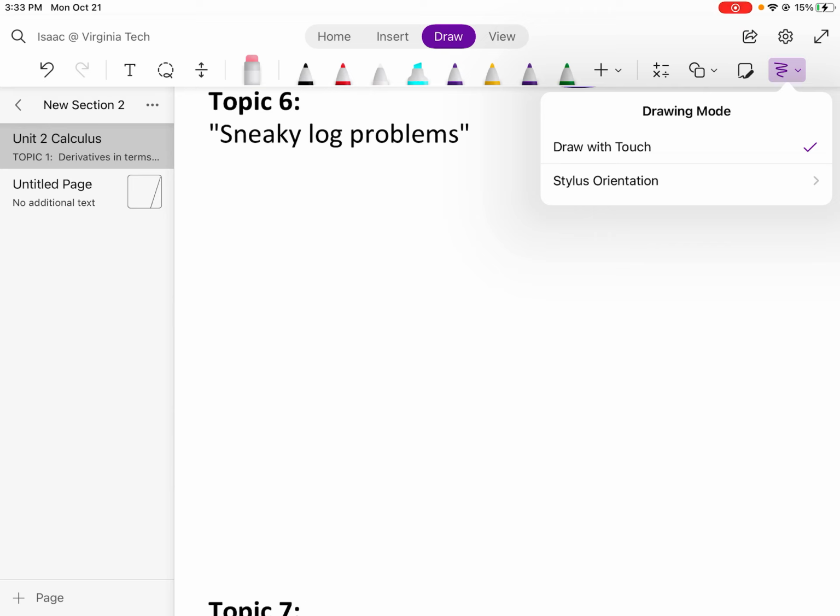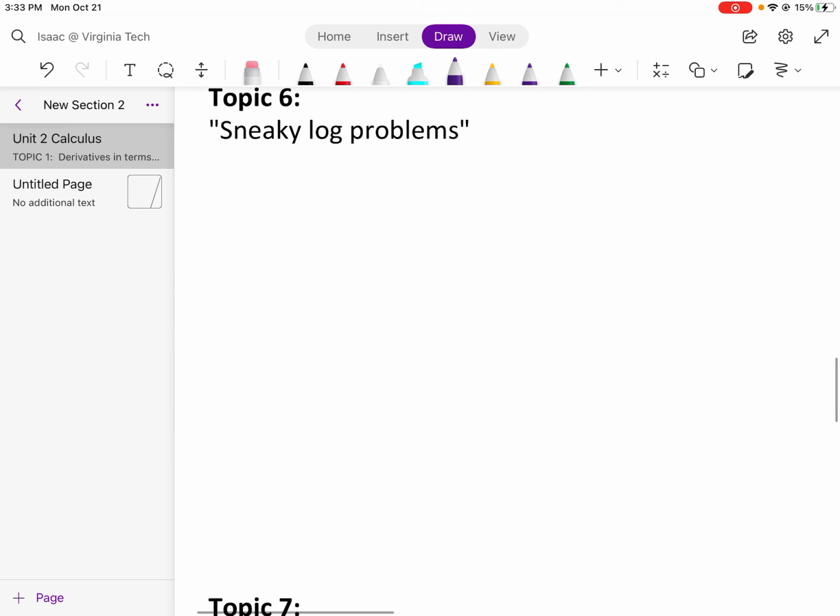Now let's talk about what I mean by sneaky log problems. These are problems where you see the derivative of something and it looks super stupid, and we don't want to do the normal thing we do. So let me give an example. Let's say you were asked to take the derivative of this: x to the power of sine of x.